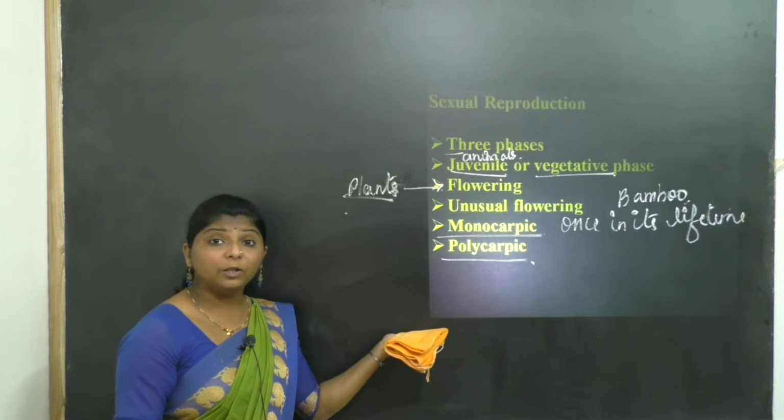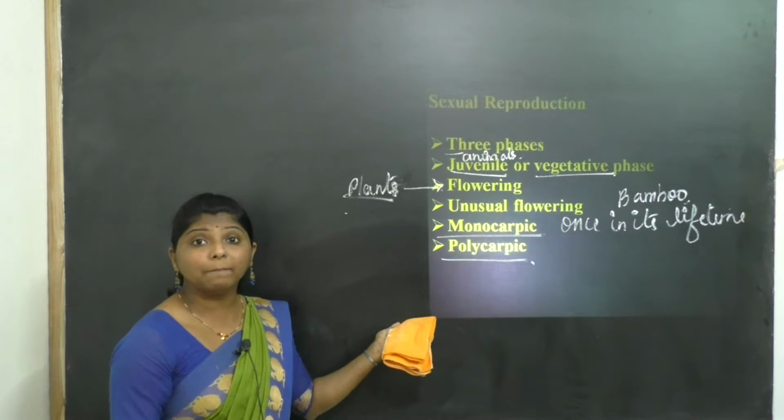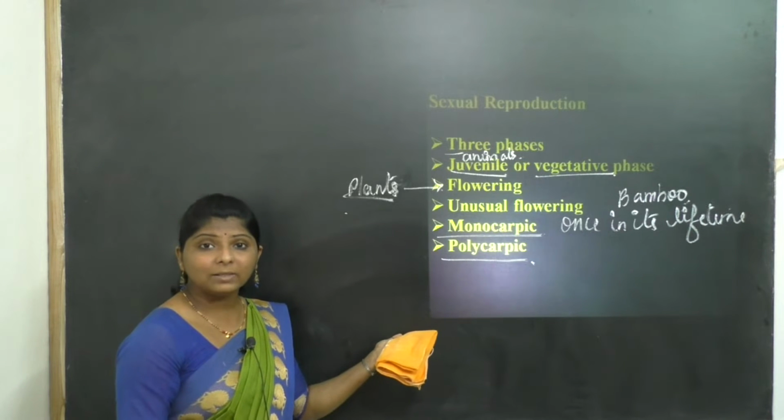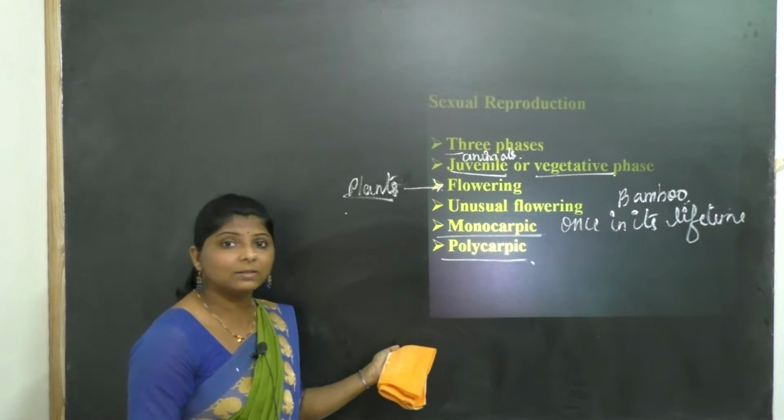When it comes to unusual flowering plants, the first example that we need to remember is bamboo, which flowers only once. The second example is Strobilanthes kunthiana.